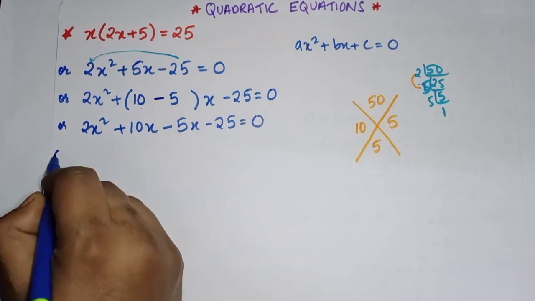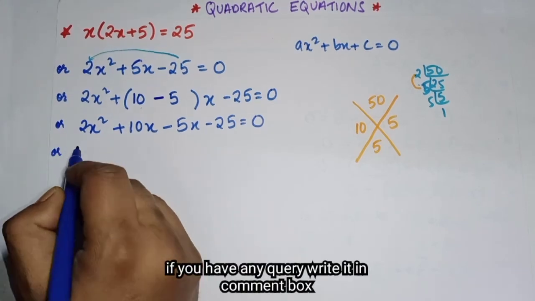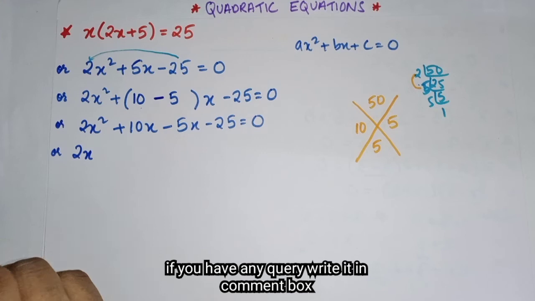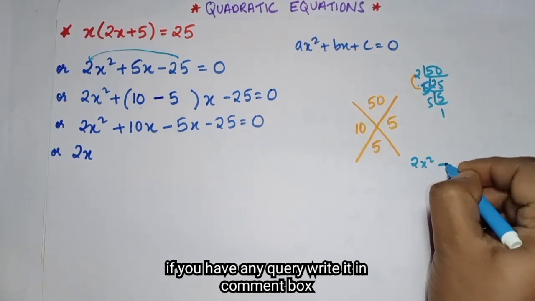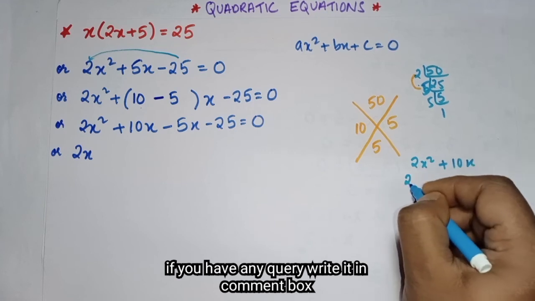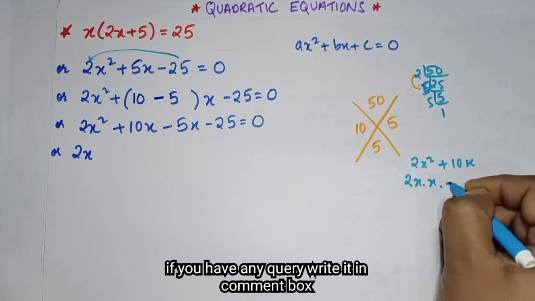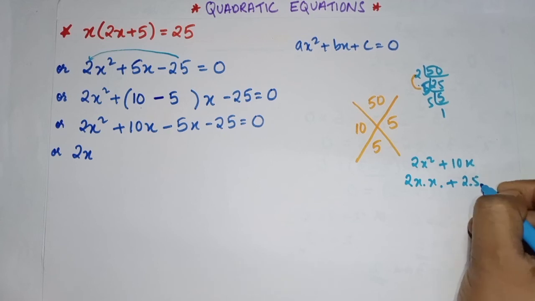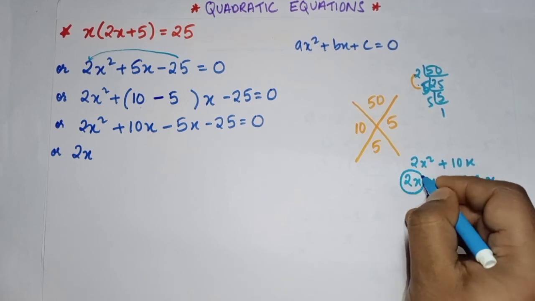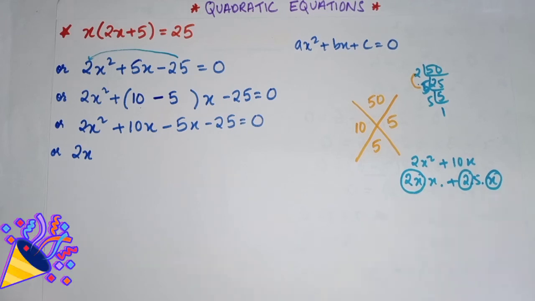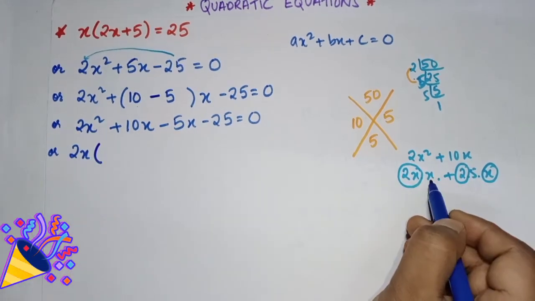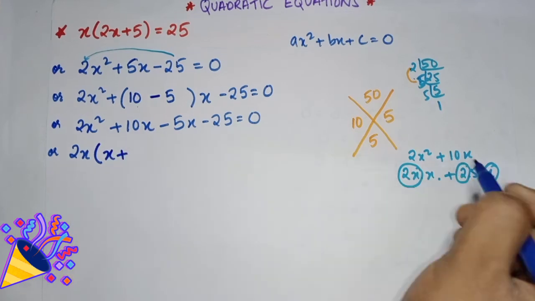Now we have to take common. So what will be common in this? It will be 2x. Okay, I'll show you in rough. 2x square plus 10x is there. That means 2x square means 2x into x, plus 10 means 2 into 5 into x. So what is common here? You can see 2x, this 2 and x. Okay, so 2x is common. So already I have taken 2x. So what is left over? x. And what is left over on the other side?